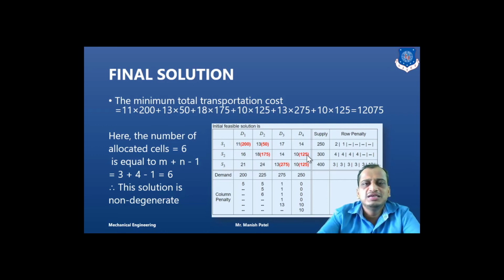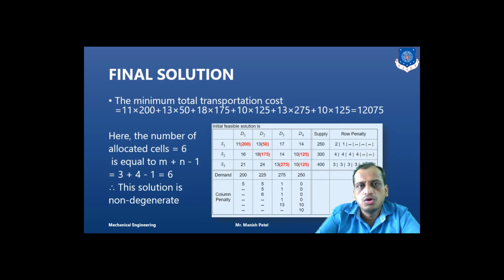If you carefully see here, m plus n minus 1. What is m here? Number of rows, 3. The number of columns is 4. So 4 plus 3 minus 1 is coming out to be 6. And what is the number of allocations here? 1, 2, 3, 4, 5, 6. 6 allocations are there, and m plus n minus 1 is also equal to 6. So the solution is non-degenerate. If it is less than m plus n minus 1, then the solution is degenerate. Then we have to look into some other methods to arrive at the solution. We will look into this example in forthcoming lectures.